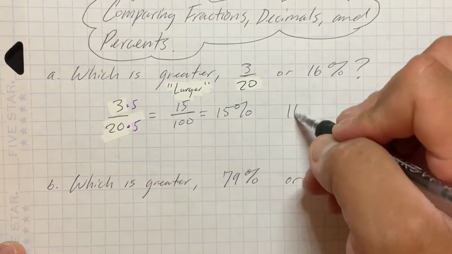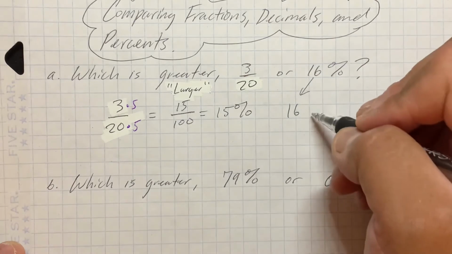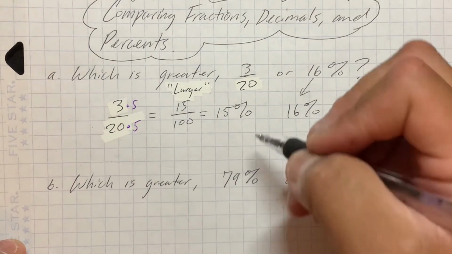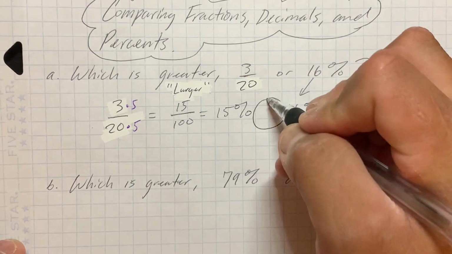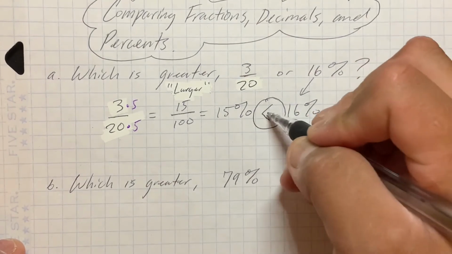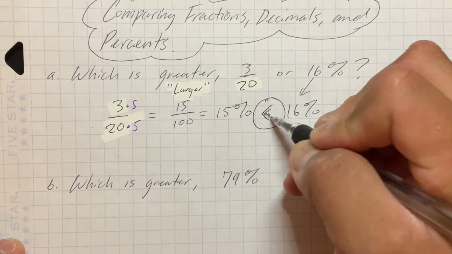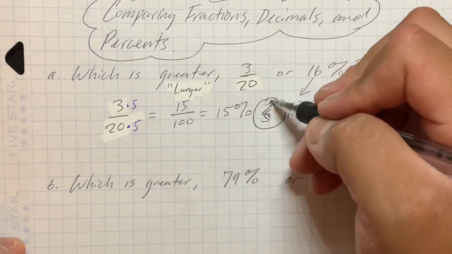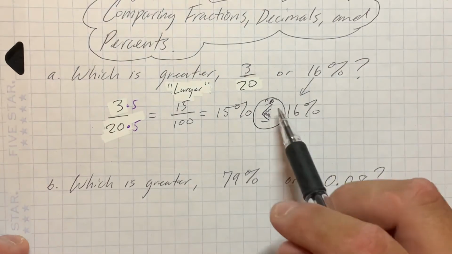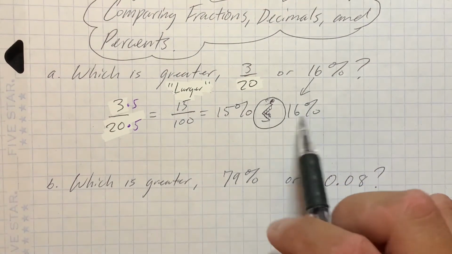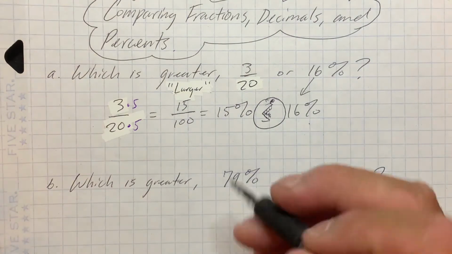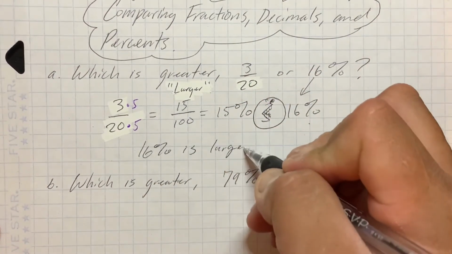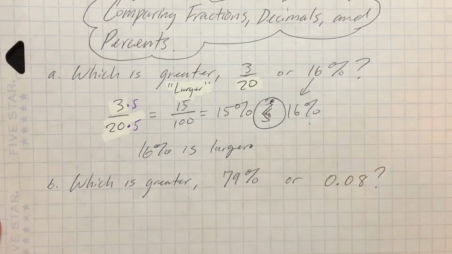Now, according to what we have here, which is larger, 15% or 16%? Well, I'm going to put a circle in there. Think of it this way. If you had a coyote and you had a sheep, the coyote is probably going to go after the fatter sheep. So there's his nose and there's his mouth. So 16% would be larger. Okay, and then you just answer the question, which is larger?